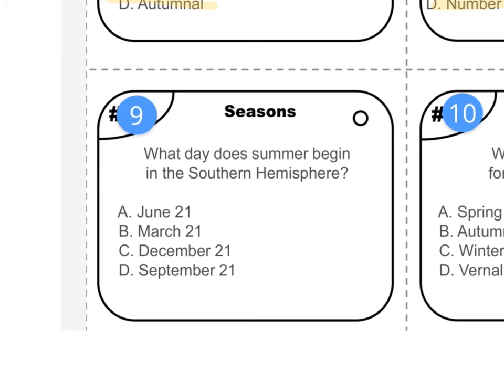Number 9. What day does summer begin in the South? June 21st, March 21st, December 21st, September 21st. Summer in the South is not summer in the North, so that would be December. December is winter in the North. When it's summer in the North, it's winter in the South.